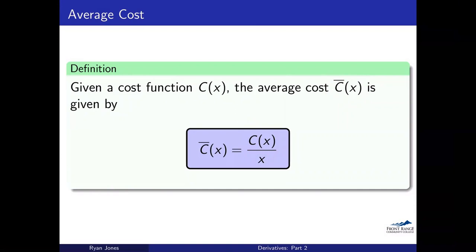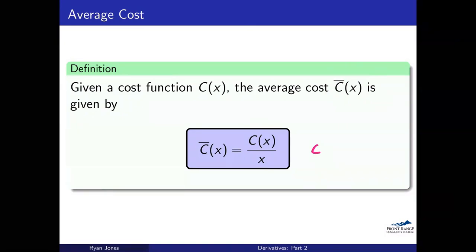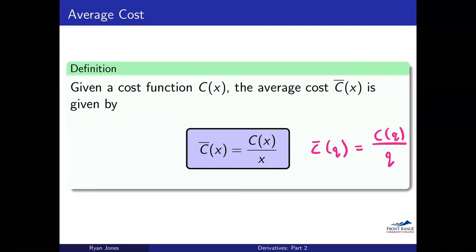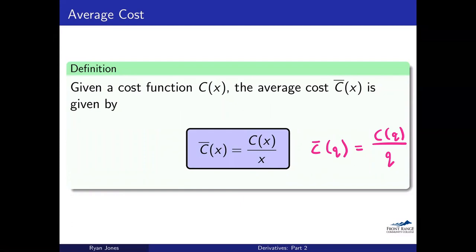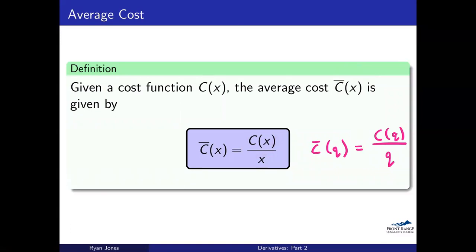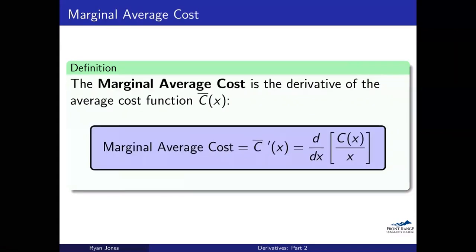Sometimes you'll see this formula written C bar of Q, Q standing for quantity. Doesn't matter either way, x or Q, you can use either for quantity. So average cost is going to be the cost per unit that you make, because I'm taking the total cost and dividing it by the number of units that I'm producing. So that's average cost. What a lot of economists actually care more about is marginal average cost.